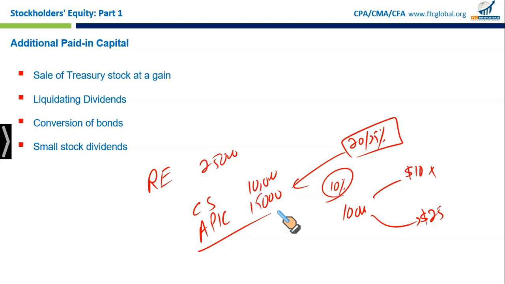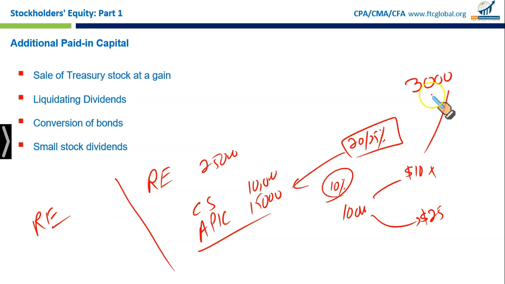What about the large stock dividend? Let's say if the stock dividend is more than 20 or 25% of common stock, let's say we have issued 3,000 common stock as stock dividends. What we do in that case? In that case, ladies and gentlemen, we simply debit retained earnings with par, 3,000 times 10, 30,000 retained earnings debit and common stock credit.